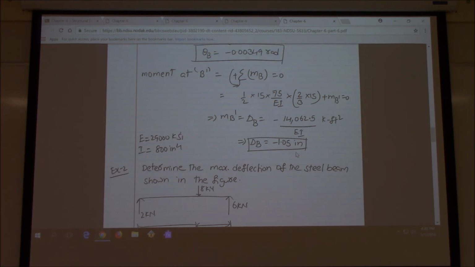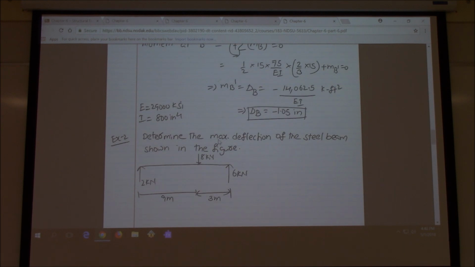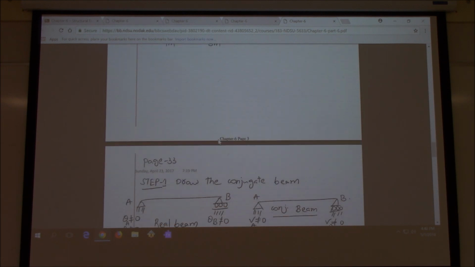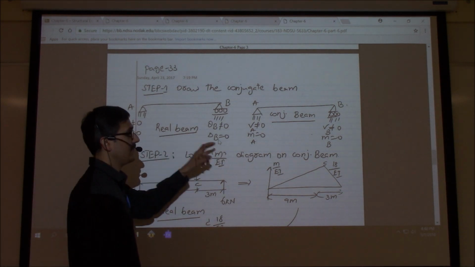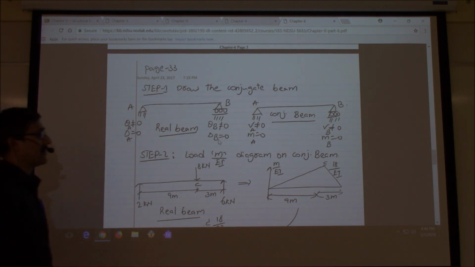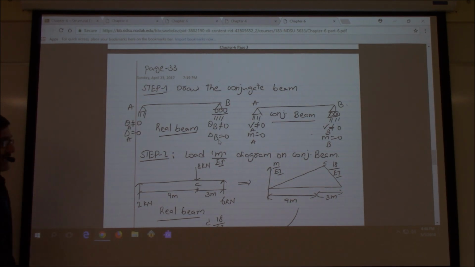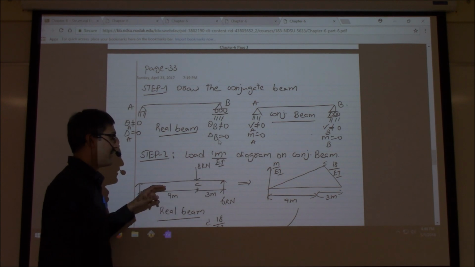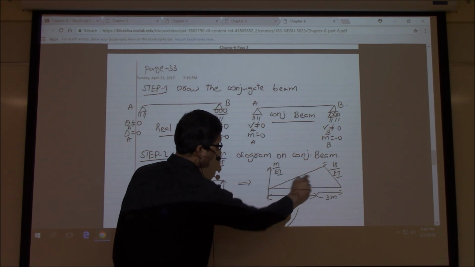So one more example. Here we have a simply supported beam with an 8 kN load sitting on the span. We were asked to find out the maximum deflection. We are not asked to find out the deflection at a particular point. So once again, as I previously mentioned, a real simply supported beam will transform itself into a simply supported conjugate beam. So the first step is pretty easy if a simply supported beam is given to you. The second step is to evaluate the M by EI diagram for the real beam, which in this case turns out to be this triangle with a maximum ordinate of 18 by EI.